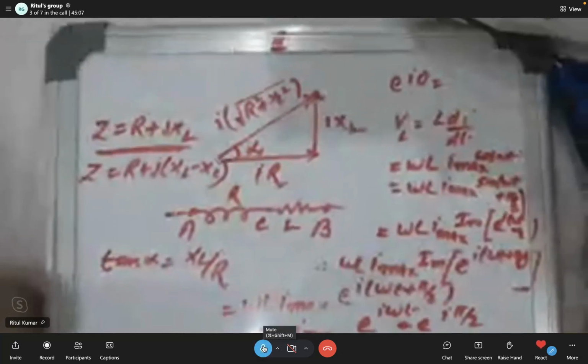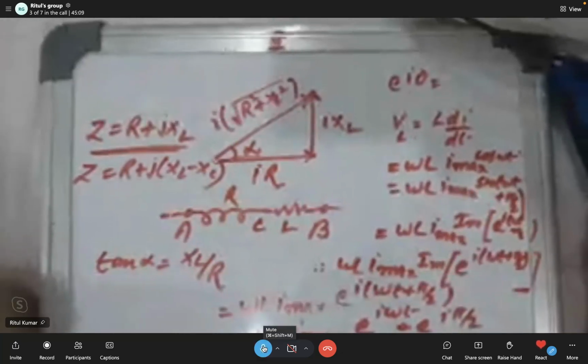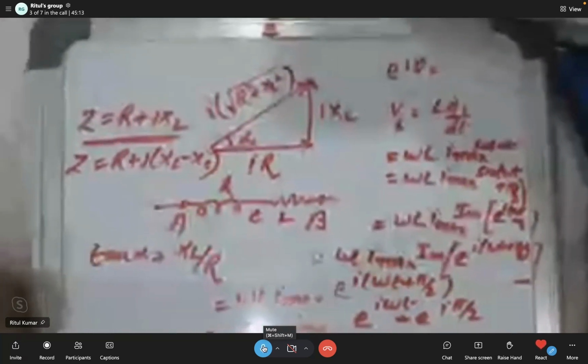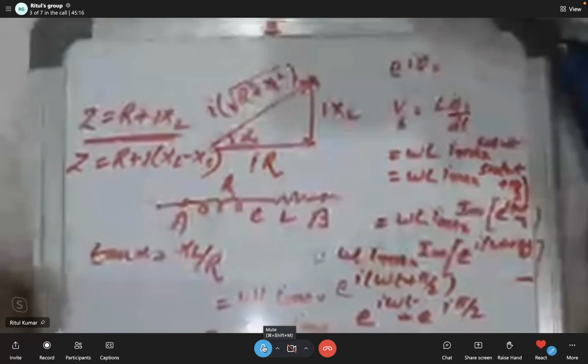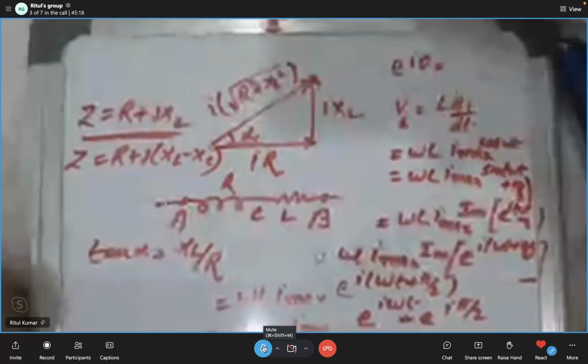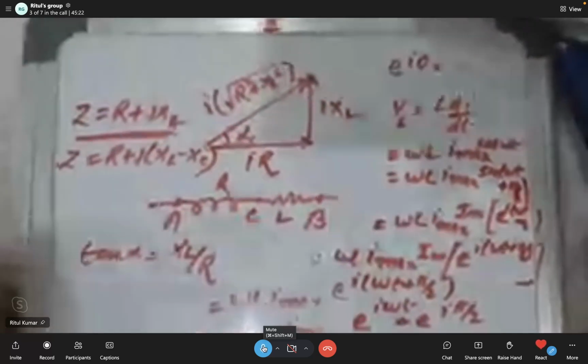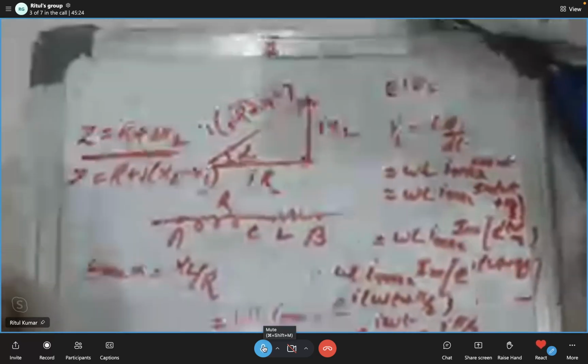So, okay, fine. I think I got it. What we are saying is, if we individually take the imaginary components of IR and IXL, that would be the same as taking the imaginary component of the resultant, of course. That is the essence of the phasor diagram, right, dear?